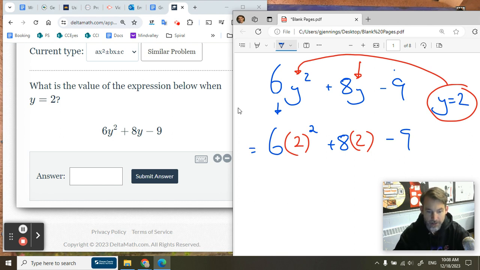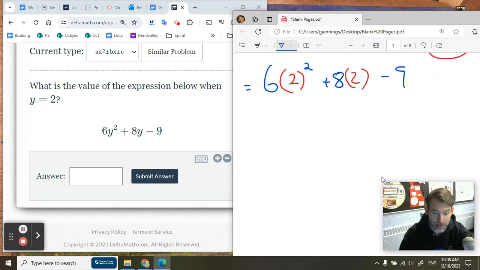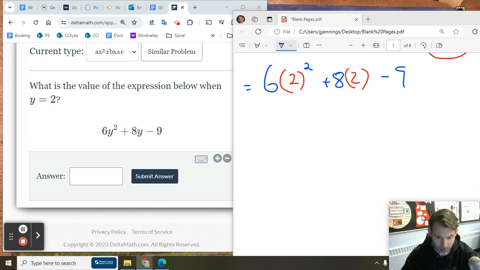Now I have to do BEDMAS. The first thing you'll notice I need to do here is the exponent. Let's go ahead and do that exponent first. Let's put me over the time so you don't know how much time I'm spending to help you out with your math. Okay, 2 squared.